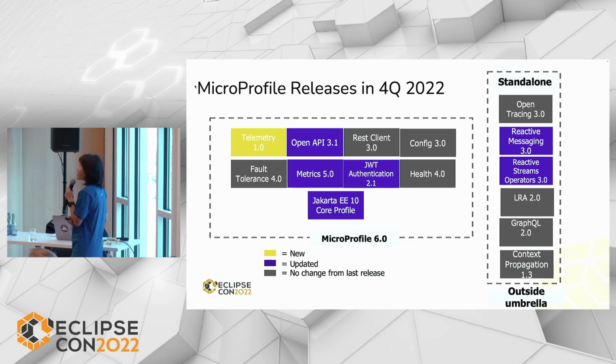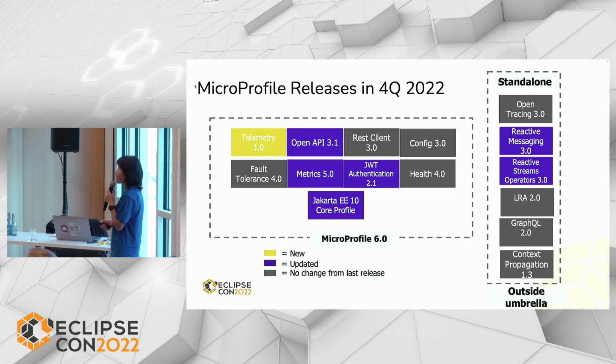So what's coming in 6? In MicroProfile 6, we align with the Jakarta EE 10 Core Profile. Do any of you know Jakarta EE 10? Okay, good. Has anybody tried the Jakarta EE 10 Core Profile yet? Okay, so now is the time to try it out. MicroProfile works really closely with Jakarta EE, which is how we align with the Jakarta EE 10 Core Profile. And there are also new updates: OpenAPI 3.1, Metrics 5.0, and JWT 2.1.